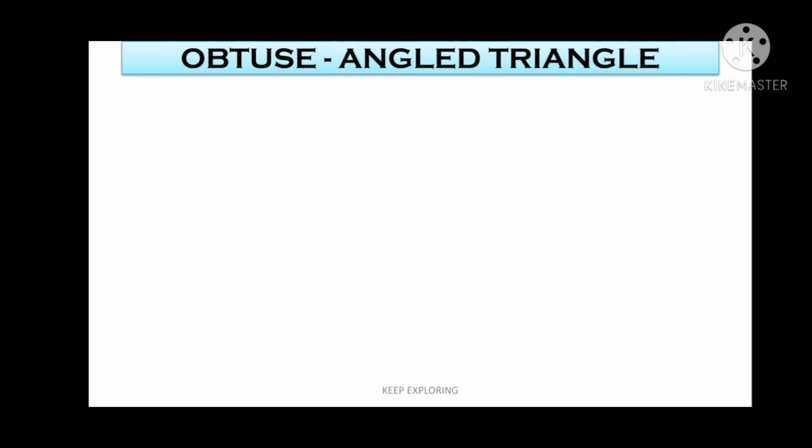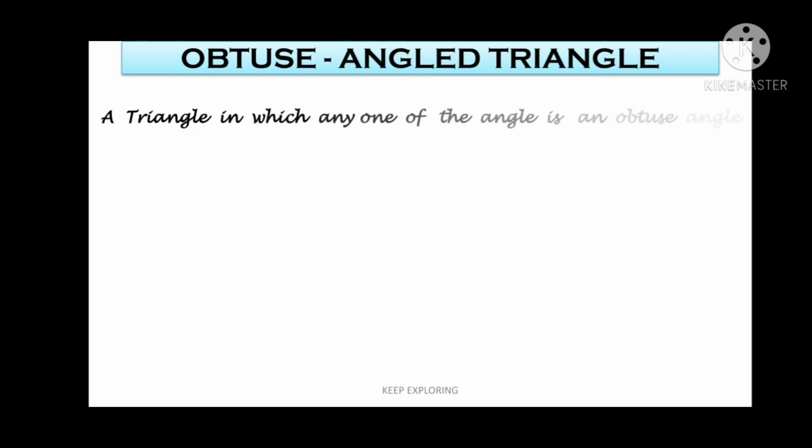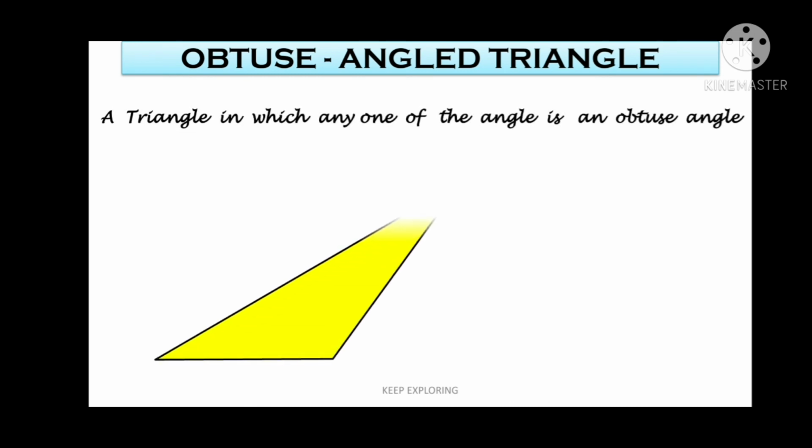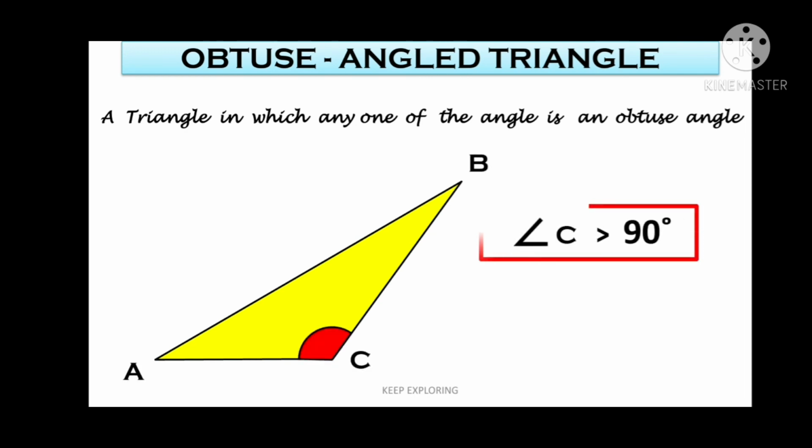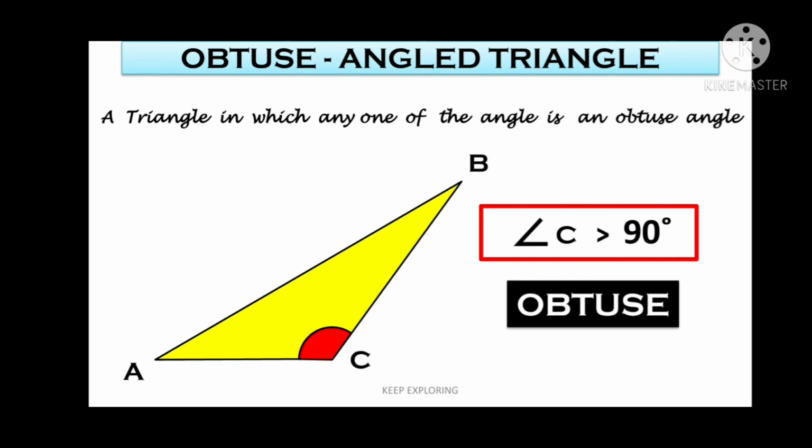And the last one is obtuse angled triangle. A triangle in which any one of the angles is an obtuse angle. It looks like this, A, B and C. Here we can see the angle C is greater than 90, that is an obtuse angle. If it has one obtuse angle, then the triangle will be known as an obtuse angled triangle.